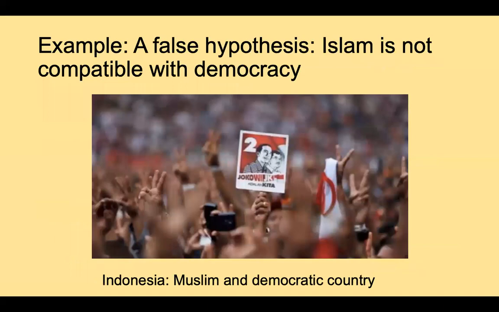Now, when I say it's falsifiable, what I mean is that we should be able to look out at the world and ask ourselves, is it true that developed countries are democratic? Is it true that underdeveloped countries are not democratic? Let me give you another example, an example of a false hypothesis. A common hypothesis is that Islam is not compatible with democracy. But if that were true, Indonesia should not exist. Indonesia is a Muslim and democratic country. It is an example of a country where democracy appears to be compatible with Islam. Now, I simply give you this example to show you that that hypothesis is both falsifiable and false.